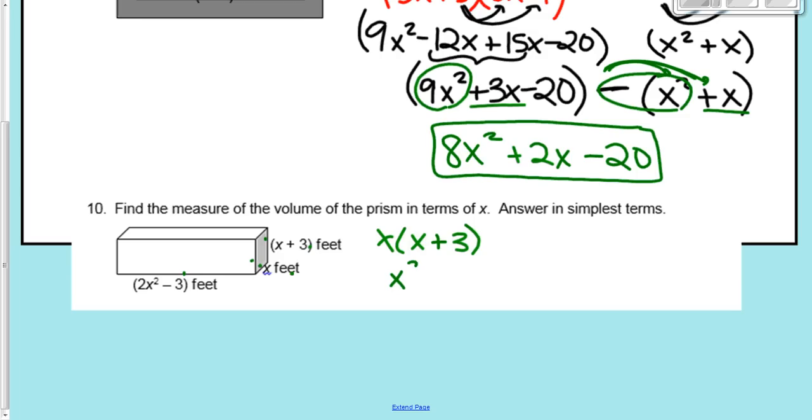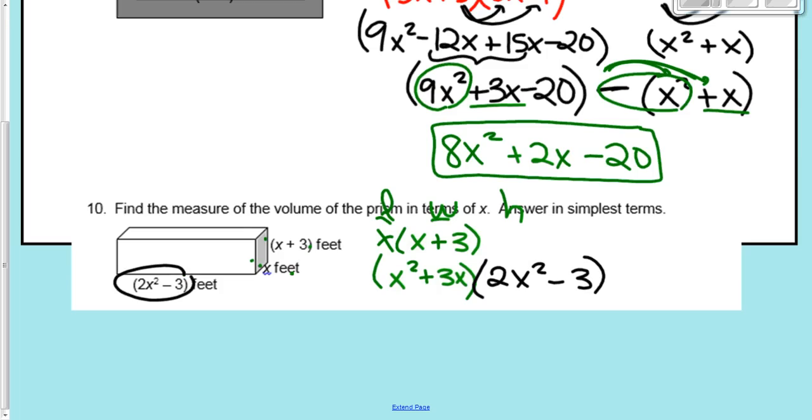So that's going to be x squared plus 3x. So again, with length times width times height, it's like I just took care of the L times the W, and now I'm going to deal with the H. Okay, so there's the first part. Then I'm going to add on to that the piece I haven't used, the 2x squared minus 3. So I've done length times width already. Now I'm going to multiply it by that last number, the height. So again, we double distribute here.